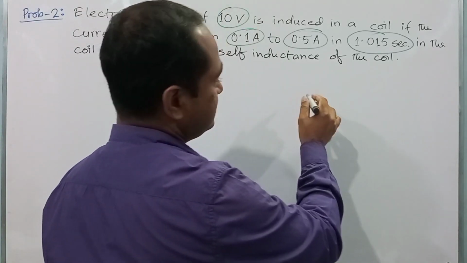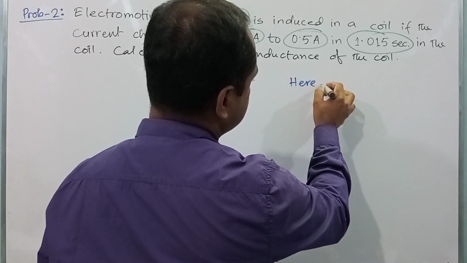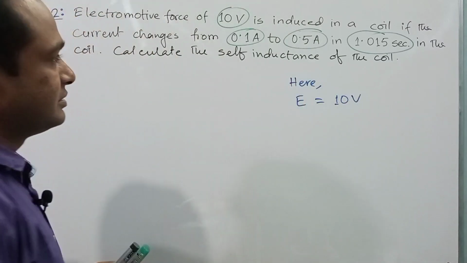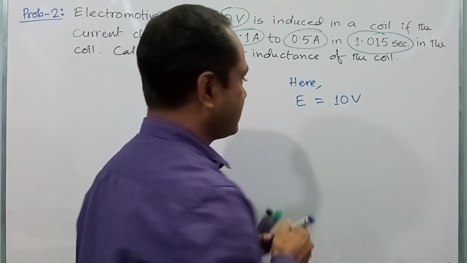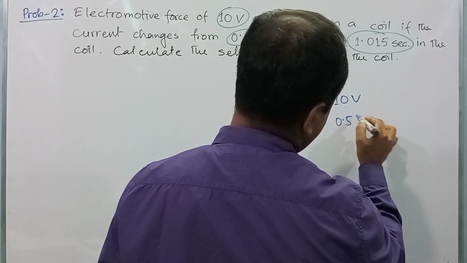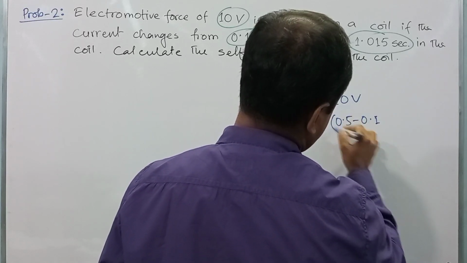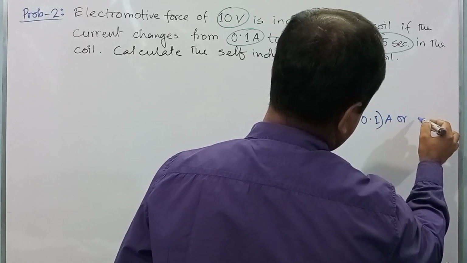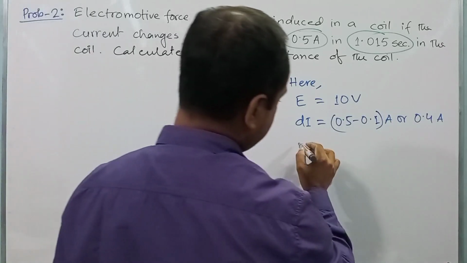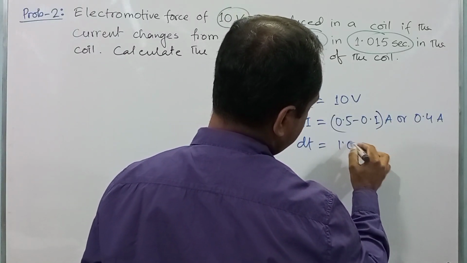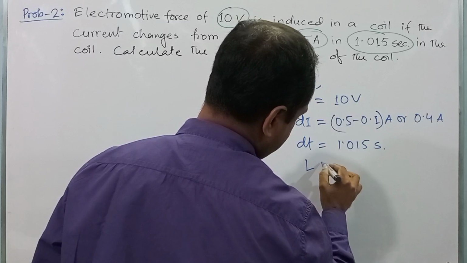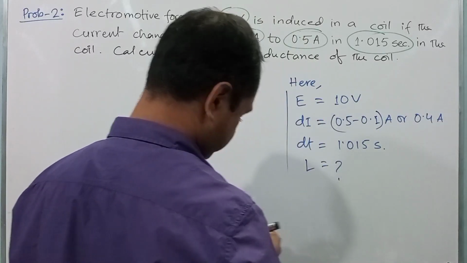Here the induced EMF E is equal to 10 volt. The change in electric current, denoted by di, is equal to 0.5 minus 0.1, or 0.4 ampere, and the required time dt is equal to 1.015 second, right? We have to calculate the value of self inductance L.